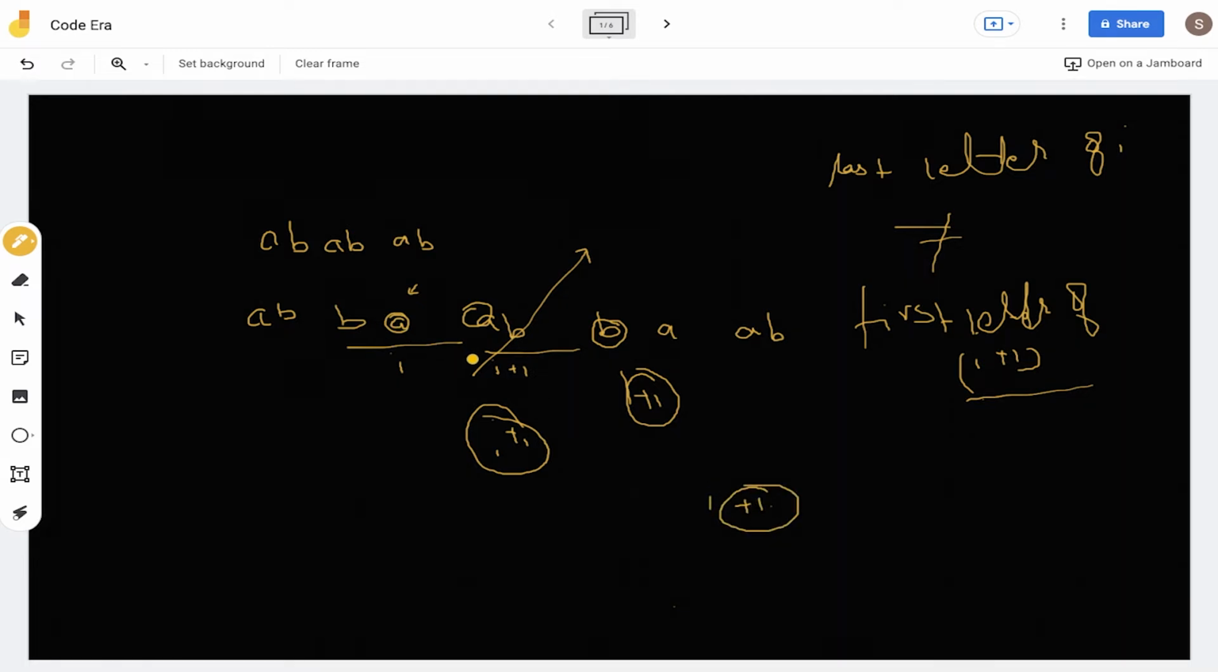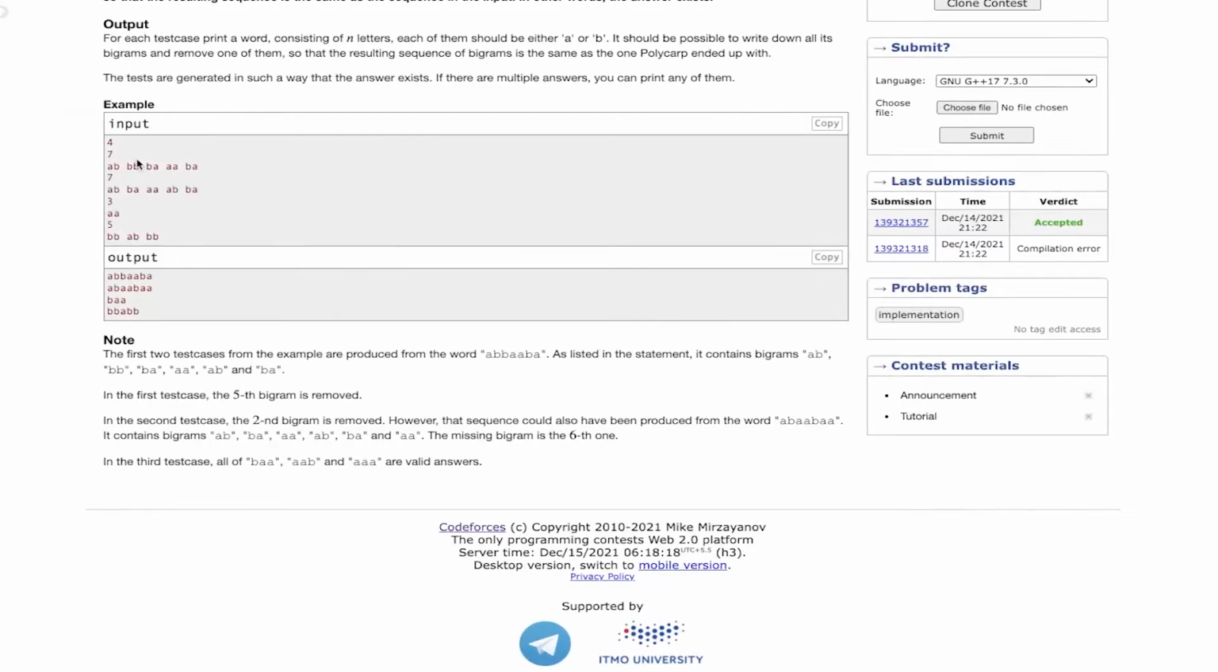Okay, and we can easily retrieve this i plus 1 bigram by just adding the last letter of my ith bigram and the first letter of my i plus 1 bigram in the sequence. Let's see this first case. Here we have the bigram sequence given as AB, BB, BA, AA, BA. We can see that the last letter of my second last bigram is not matching the first letter of my last bigram. They are A and B.